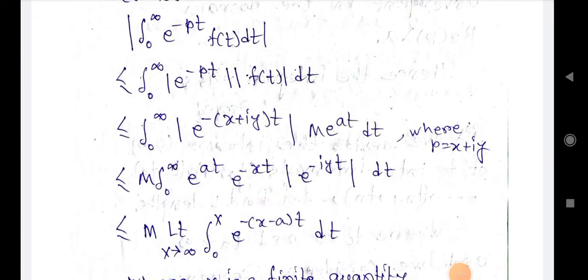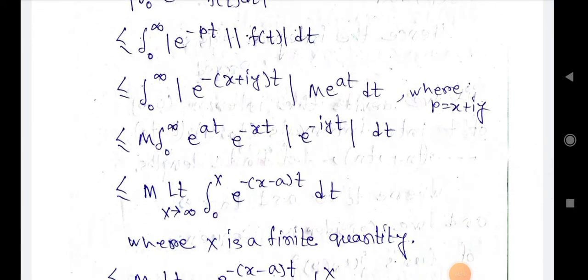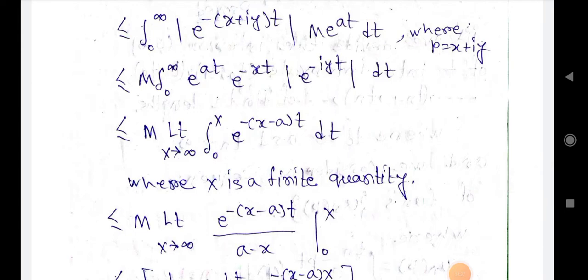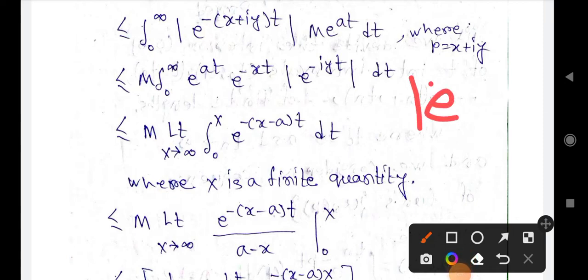here I break the mod, so the sign is less than or equal to the integral from 0 to infinity of mod of e to the power minus pt and mod of f(t) dt, less than or equal to the integral from 0 to infinity of mod of e to the power minus (x plus iy)t into M e to the power at dt, where p equals x plus iy is a complex number, less than or equal to M into the integral from 0 to infinity of e to the power at into e to the power minus xt into mod of e to the power minus iyt, where mod of e to the power minus iyt equals 1.